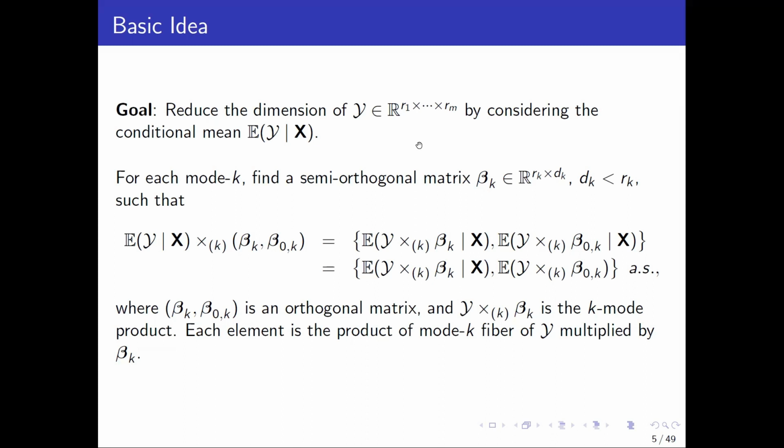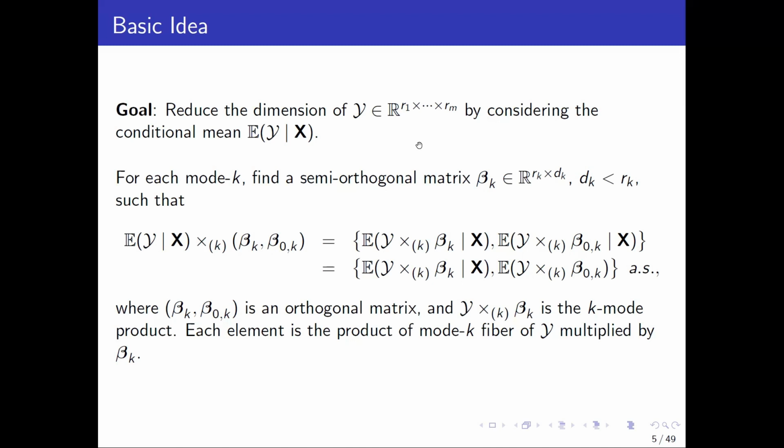I am going to focus on each mode k, and I will be searching for a semi-orthogonal matrix beta_k, which is r_k times d_k, where d_k is strictly smaller than r_k, which satisfies this condition. So beta_k and beta_0k are orthogonal to each other, and they form an orthonormal matrix, which is invertible. If I multiply this orthogonal matrix to my tensor on mode k, it decomposes it into two parts, where the first part is mean dependent on x, and the second part is the irrelevant part, whose mean is going to be invariant to changes in x.